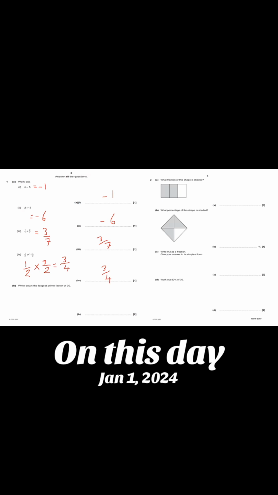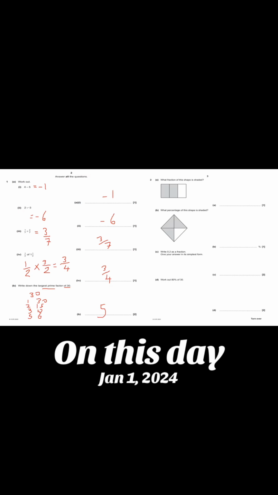Part B: write down the largest prime factor of 30. The factors of 30 are 1 and 30, 2 and 15, 3 and 10, 5 and 6. So they are all my factors. The highest number that is a prime number, meaning it has 2 factors, 1 and itself, is the number 5. So 5 is the largest prime factor of 30.